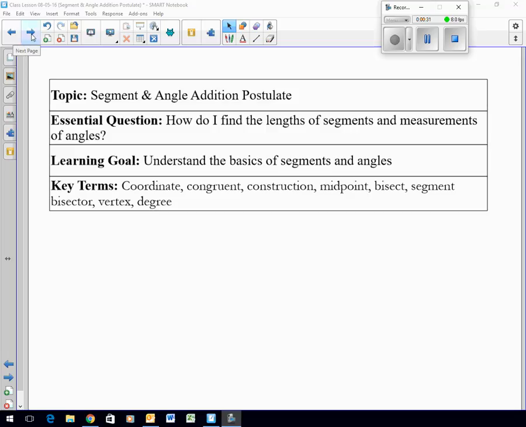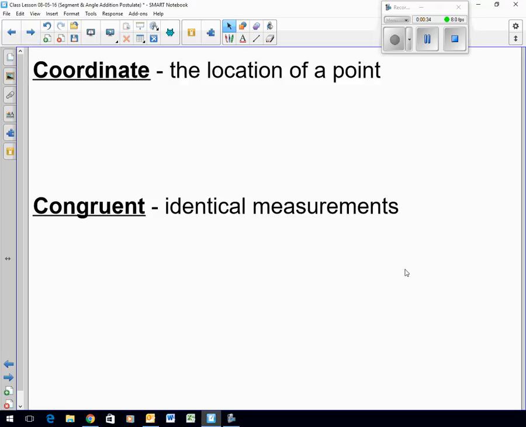So, vertex and degree. Now, here we go. Coordinate, the location of a point. Very simple. The location of a point, like on the coordinate grid.